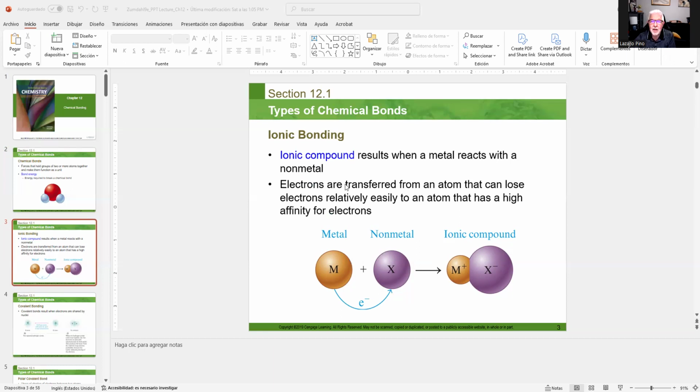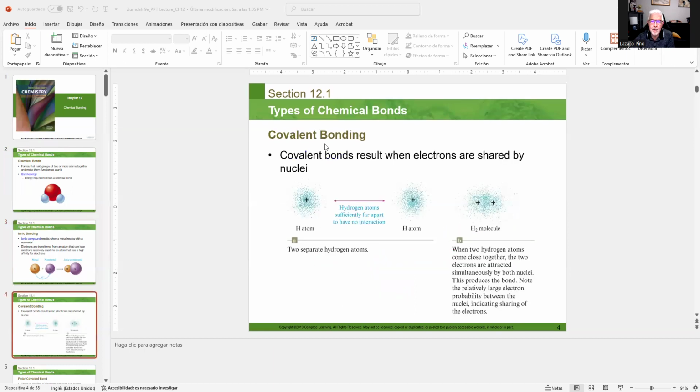The electrons are transferred from one atom, from the cation, from the metal to the non-metal. And at the end, we have the ionic compound because of a transfer of electrons. In the covalent bond, there is no transfer of electrons, but the atoms share the electrons.